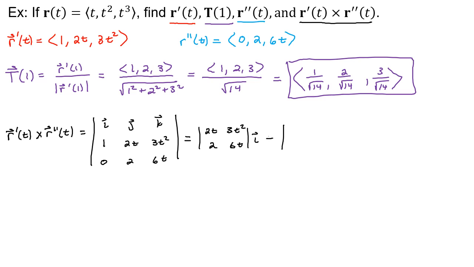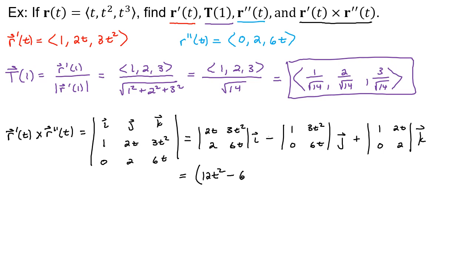For the j part, we would use the 1, the 3t squared, the 0, and the 6t. And for the k part, we would use the 1, the 2t, the 0, and the 2. So the first one, 2t times 6t is 12t squared, and 2 times 3t squared gives me 6t squared, going the other direction. 1 times 6t is 6t, and then I get a minus 0. And then I get a 2 minus 0 on the k.